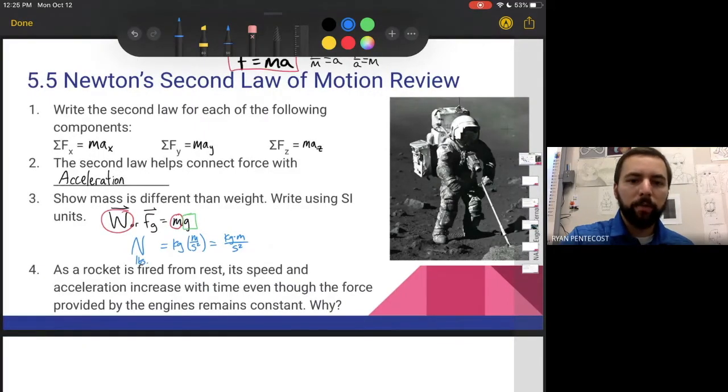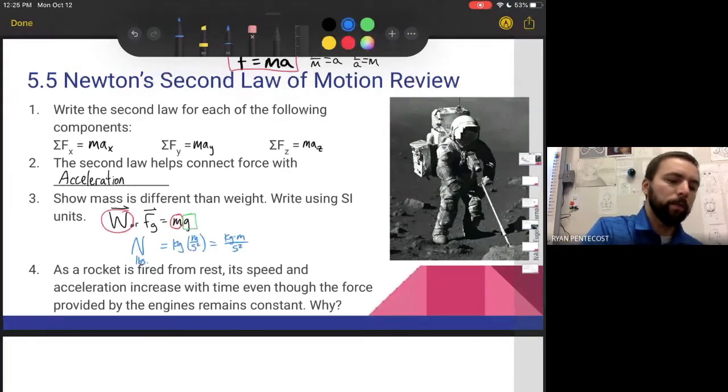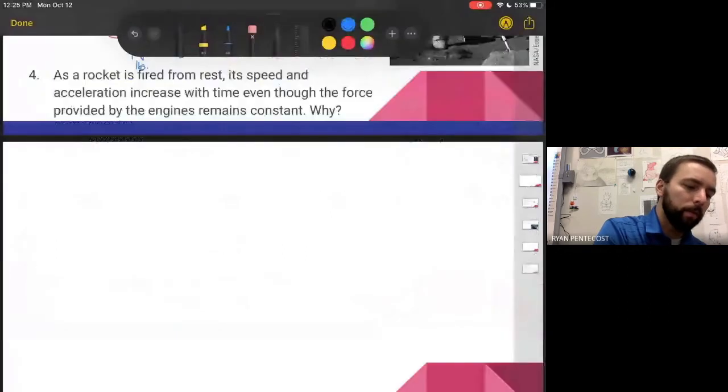Now, as a rocket is fired from rest, its speed and acceleration increase with time, even though the force provided by the engines remains constant. Why? This is common in space travel, right? We have, whoops, let me bold that. Force is constant.